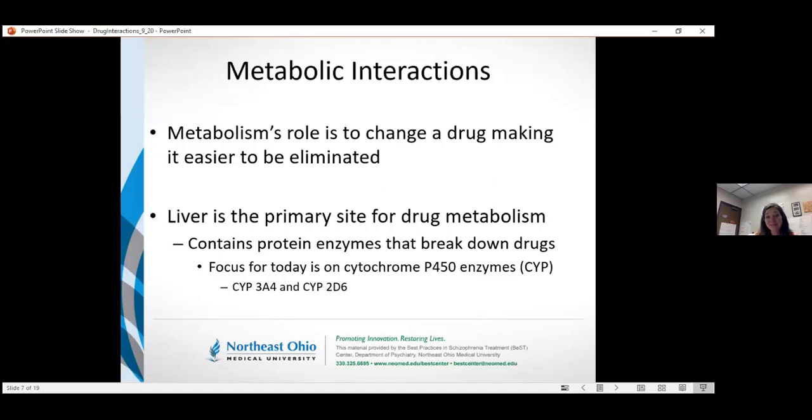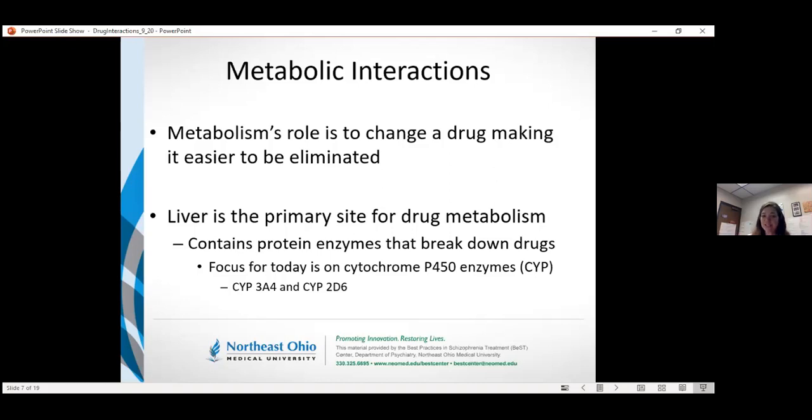So metabolism, the main role of it is to change the drug so it's easier to be eliminated. And that could be adding something to it, or it could be potentially making it like water more. I said it has to like fat so it can get up into the brain. Maybe if it likes water more, we can get it out into the urine a little bit easier. We're focused on the liver for today. That's the main site for a lot of our drug metabolism. And we have protein enzymes, so almost little factories that help break down the drug or change the drug so that we can get those eliminated.